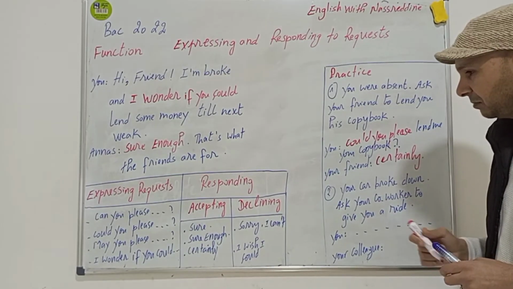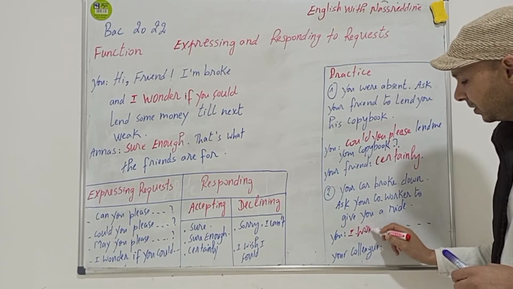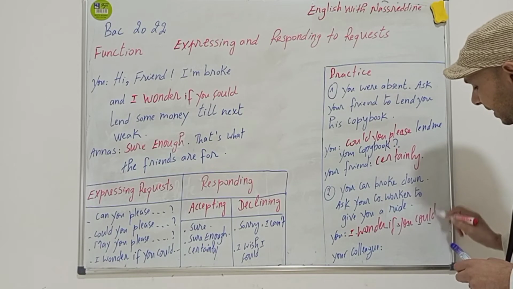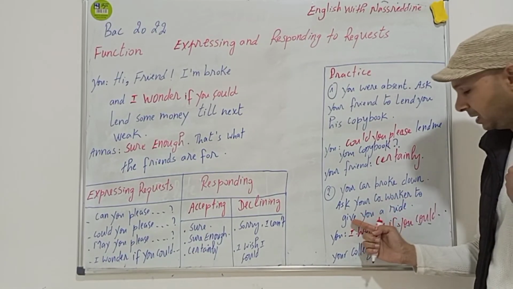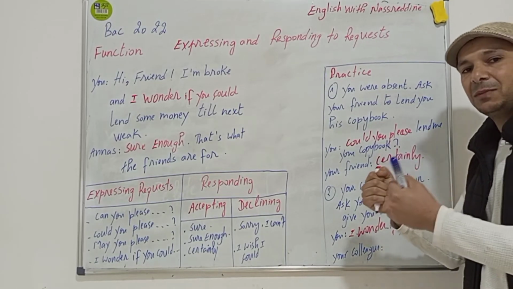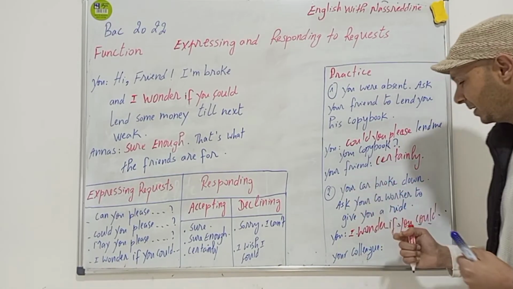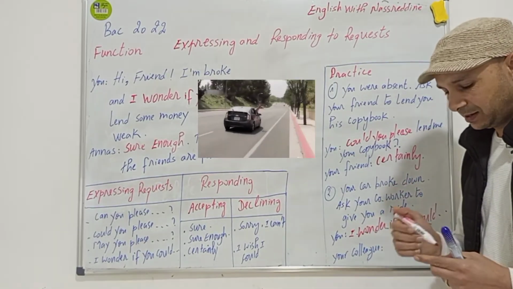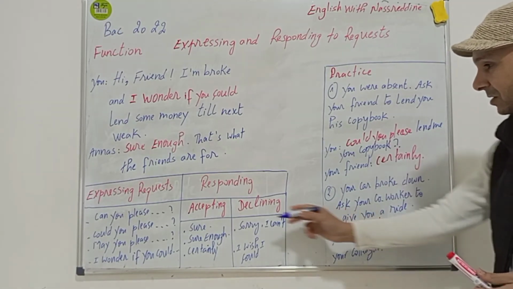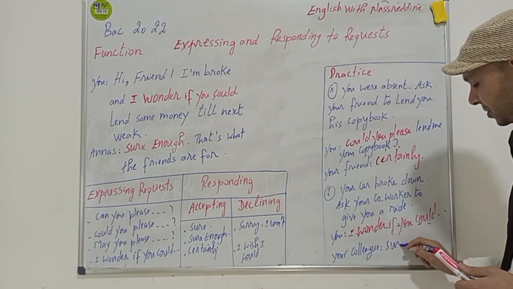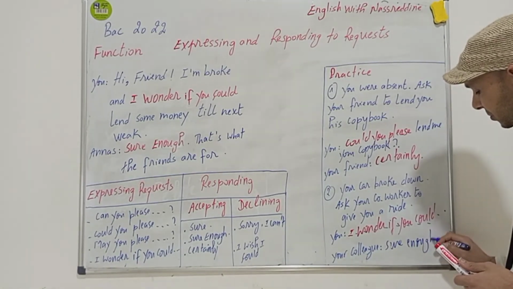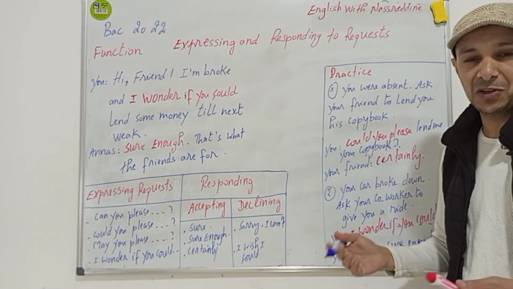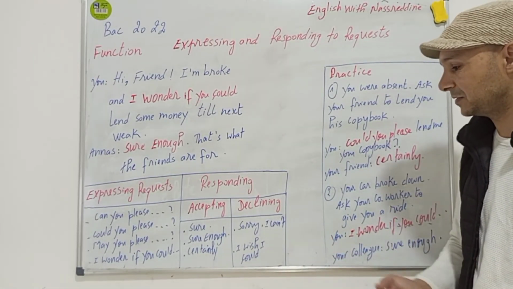So we can say in English, for example, I wonder if you could give me a ride. Give me a ride means you take me by your car. So could you please give me a ride? Or I wonder if you could give me a ride. Then your friend is going to answer. He is going to accept, for example, and say, sure enough. Or maybe if he's busy, he can say, I wish I could, but sorry I can't because I'm busy. I have some stuff to do.